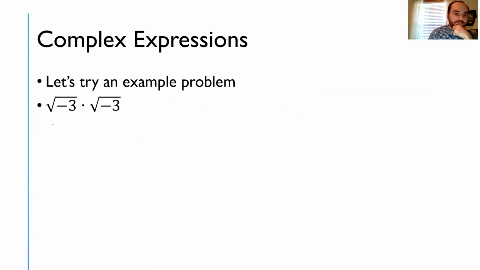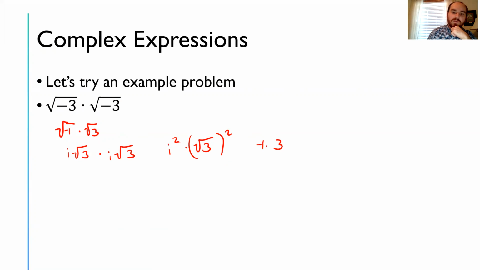So when we do this, we would get the square root of -1 times the square root of 3. Square root of -1 is i, square root 3. So we'd do that for both. We'd have i square root 3 times i square root 3. And what this gives us is i squared times the square root of 3 squared. And of course, the square root of 3 squared is 3. i squared is -1. So we'd have -1 times 3 equals -3.